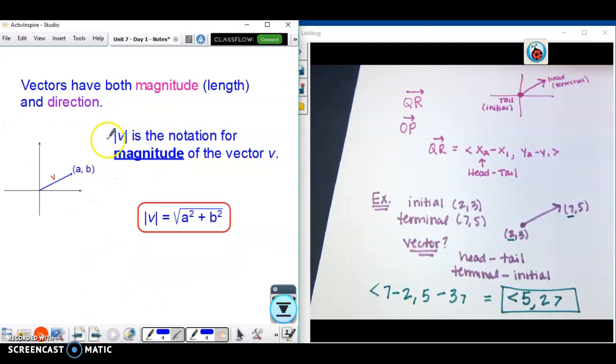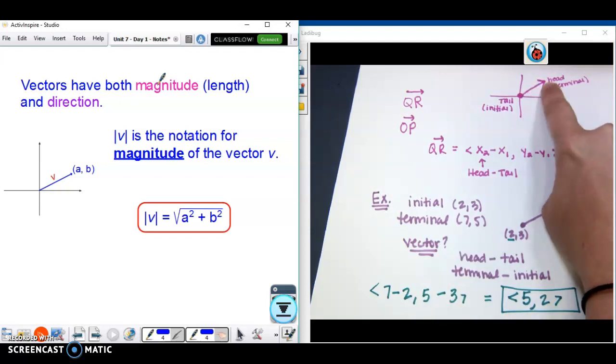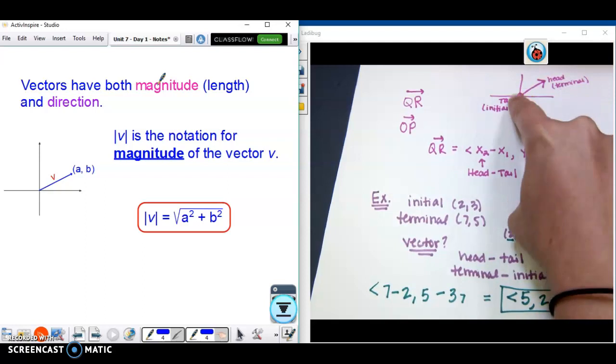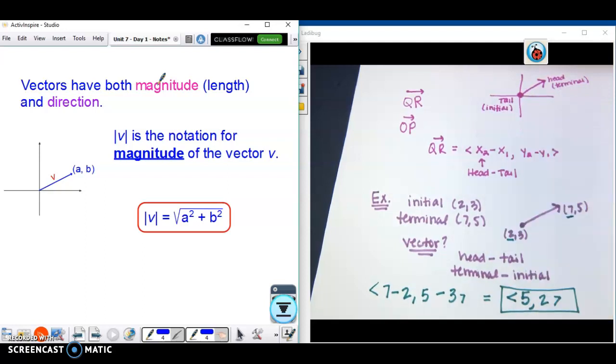Alright, so next, vectors have both magnitude and direction. Magnitude tells you the length, or how long the vector is, and direction tells you which way this vector is pointing. So whether it's pointing like this in the first quadrant, it might be pointing in the second quadrant, it might be pointing down, so it tells you the direction.